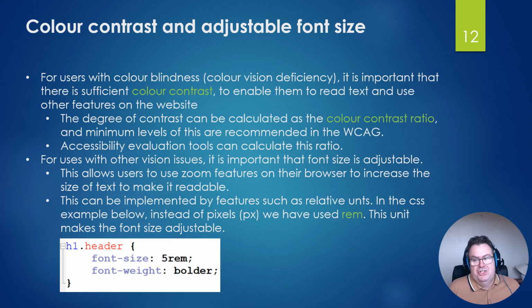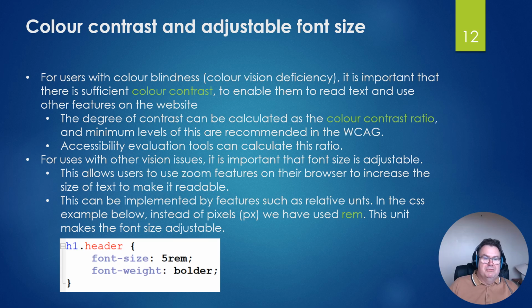Color contrast and adjustable font size. So for those with color blindness, also known as color vision deficiency, it's important that there's color contrast, so they can actually distinguish the different elements on the page. And the degree of color contrast can be calculated by a color contrast ratio. It's like a mathematical formula. Minimum levels for this are recommended by the WCAG. And accessibility evaluation tools such as the WAVE tool, which we'll come on to later, can calculate these ratios.